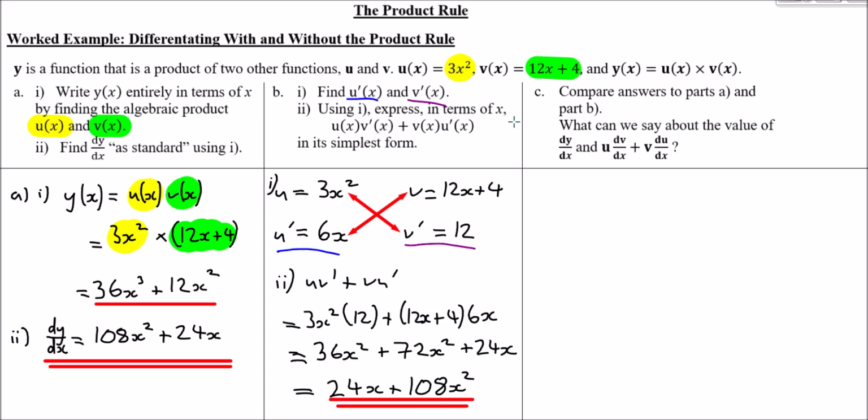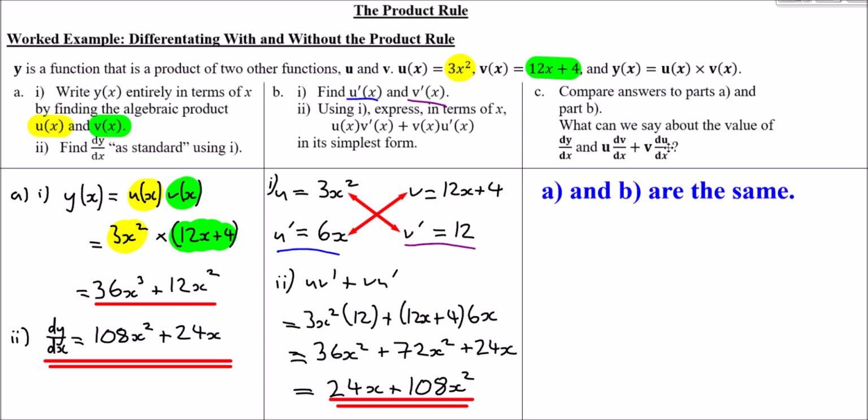Then part C asks us simply to compare the answers to part A and part B. For part A, dy/dx was 108x squared plus 24x. Then for part B, we ended up with uv' plus vu' was 24x plus 108x squared. I don't know about you, but I'm pretty inclined to say these are one and the same thing. So what we can say first of all is A and B are the same.